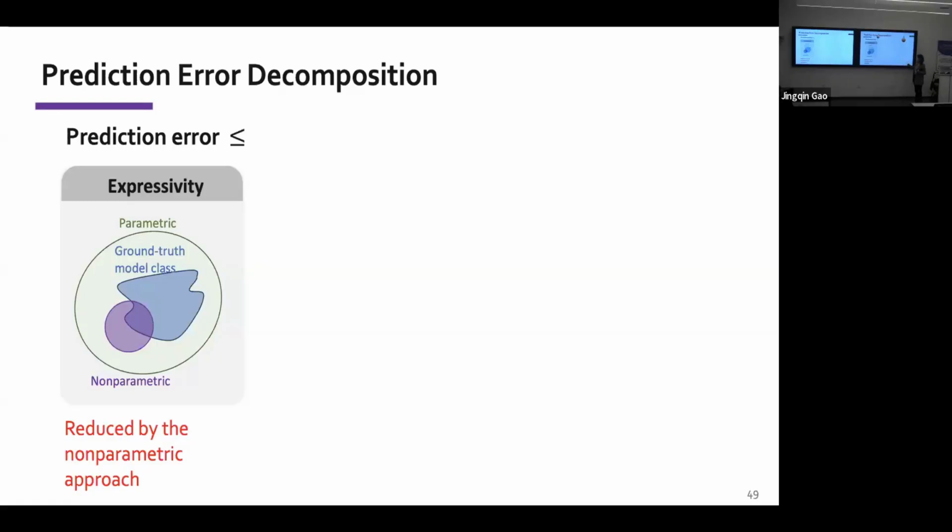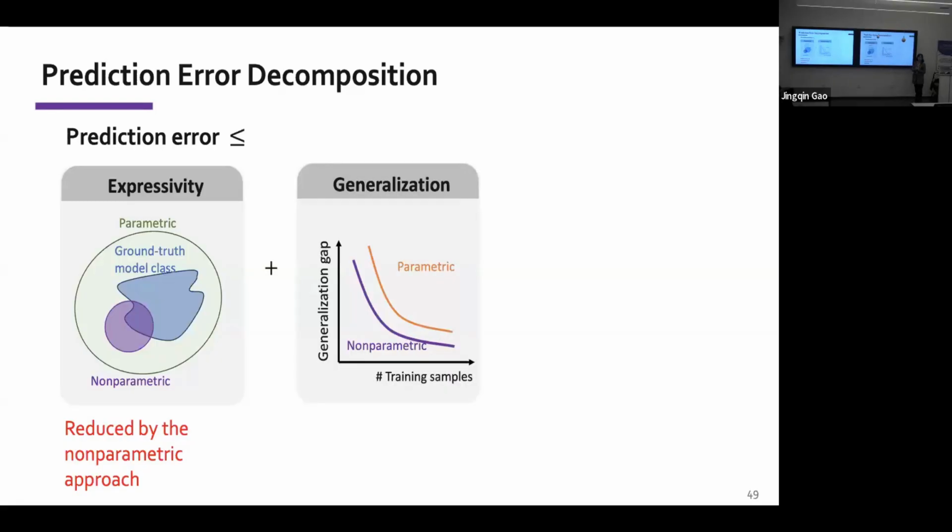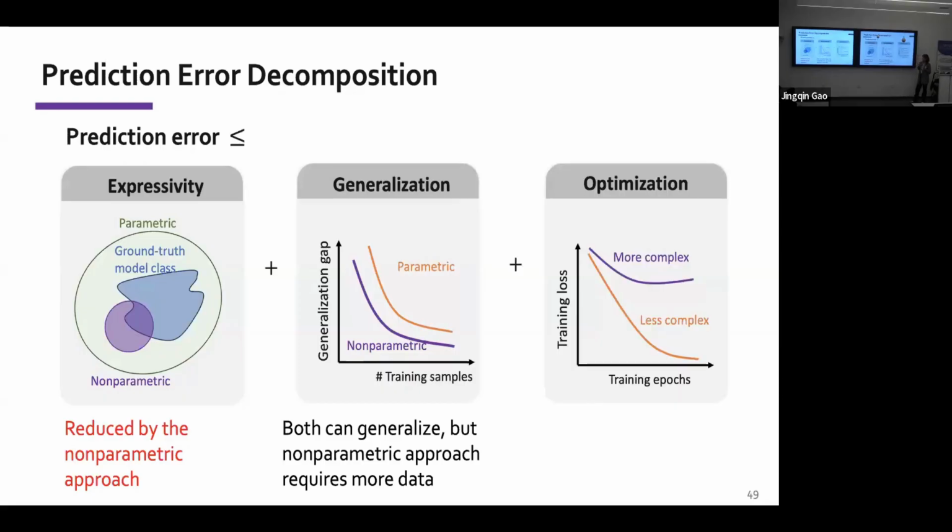The second source of errors comes from the limited data we have. In reality, we only have a limited number of data samples, and we are trying to train an inverse learning framework that can generalize well. We did some analysis, and our conclusion is that, under some additional technical assumptions, the parametric, semiparametric, and non-parametric approaches can all generalize. But the non-parametric approach requires more data to generalize effectively compared to the other two.